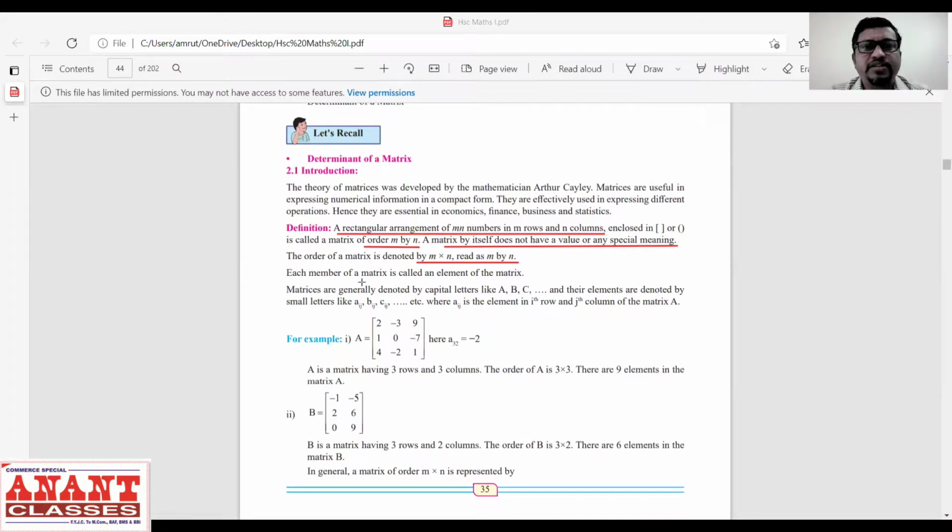Each member of a matrix is called an element. Matrices are generally denoted by capital letters like A, B, C, and their elements are denoted by small letters like a_ij, b_ij, c_ij. Here i stands for row and j stands for column, where a_ij is the element in the i-th row and j-th column.